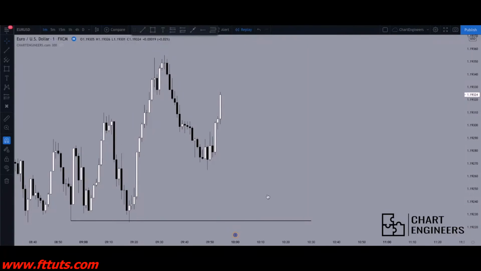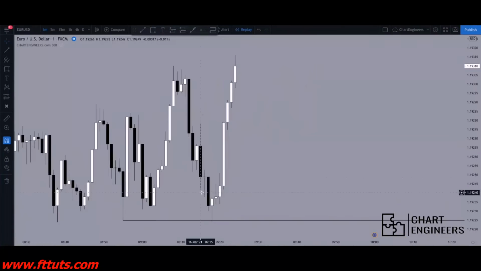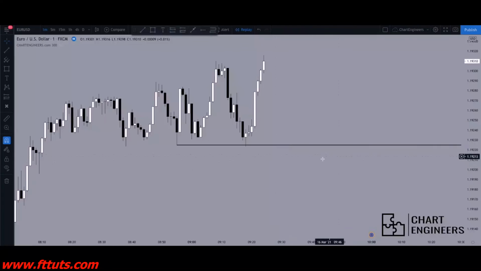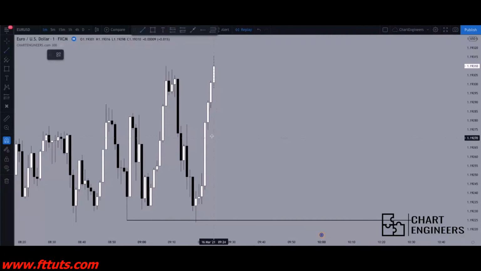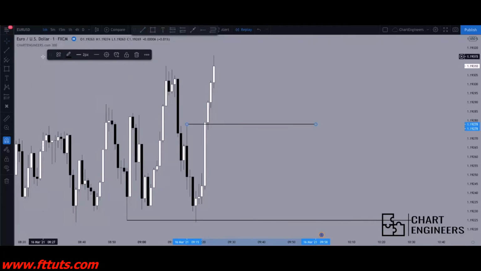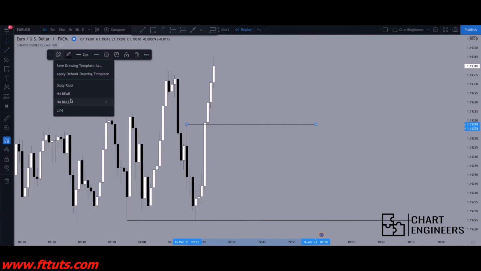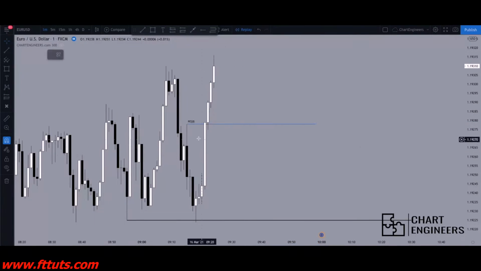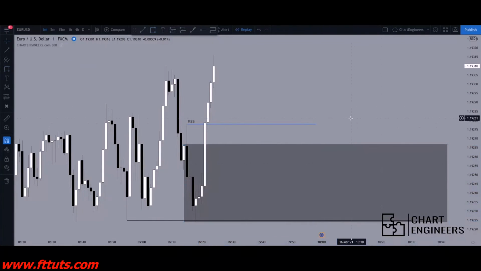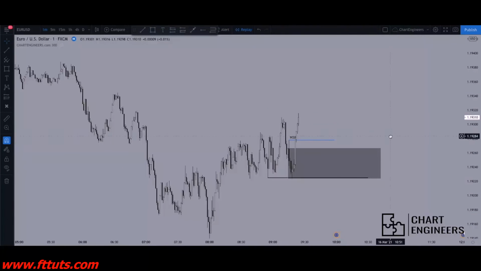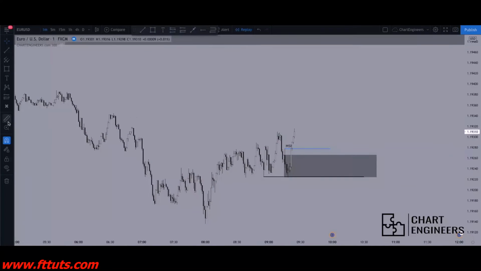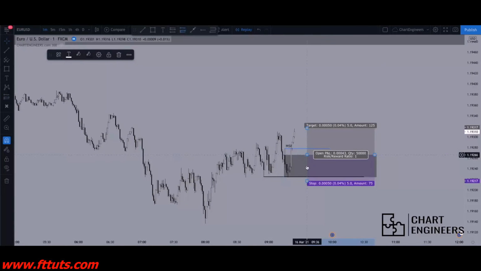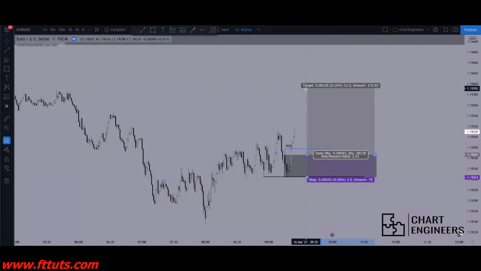So after the raid, so here's your M1 and M5 raid. So after the raid, you just want to mark your market structure break, and here we've got a bullish structure break, and then you just want to mark your breaker zone. So that's your breaker zone, and you want to set your limit over here at the breaker zone with your stops below and your 3R TP.